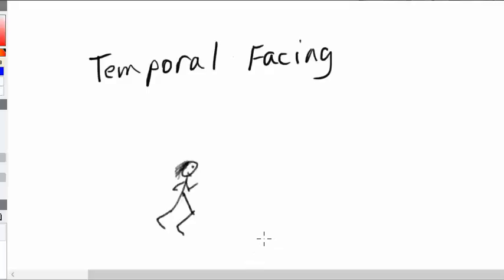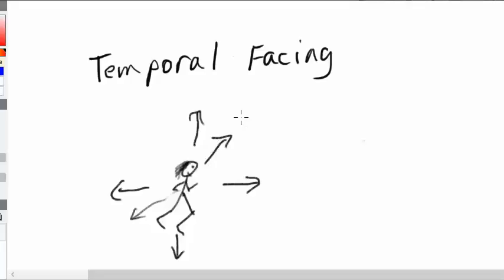Hi, my name is Jonathan Doolin, and I'd like to introduce you to the idea of temporal facing. What I mean by facing here is the idea that you have a forward and back, an up and a down, and a left. Well, that would be his right, wouldn't it? Okay, left and right. These are directions of instantaneous facing.